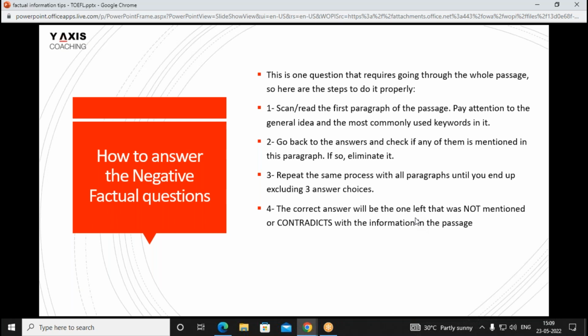After finishing reading the paragraph, go back to the option choices and check if any of the options are presented in the paragraph. If you find any, eliminate that option. We will have to repeat the same process with the other paragraphs till we are able to eliminate the other option choices, and the remaining option, which is not mentioned, will be the right answer to the question.